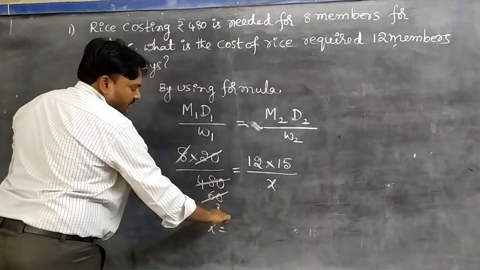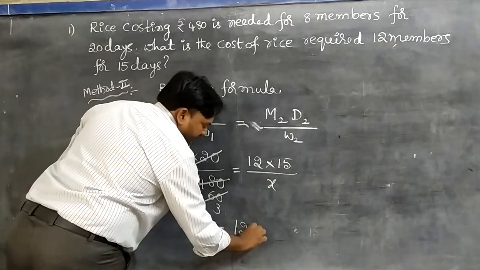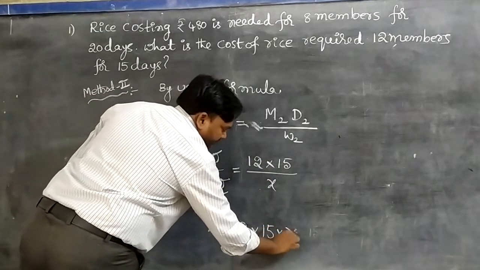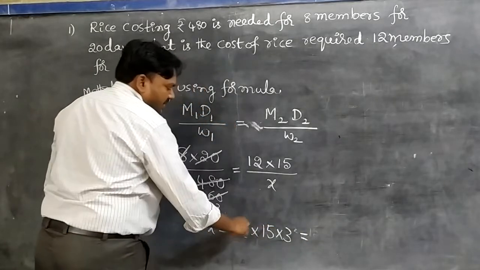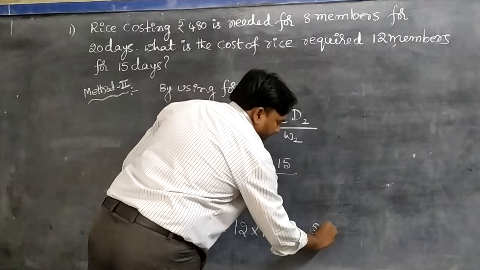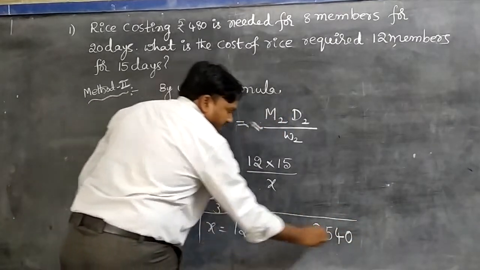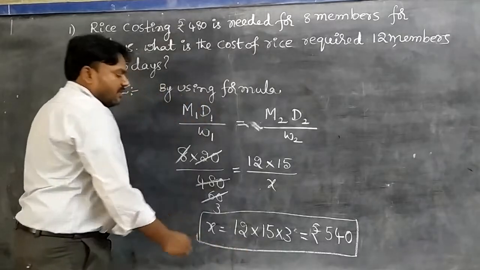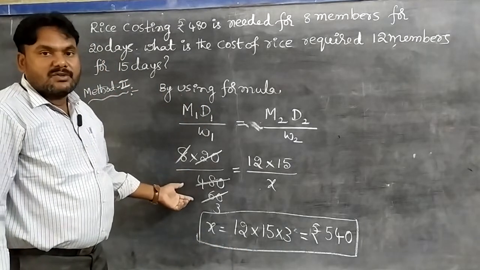So this value transfer right side becomes multiplication of numerator. That is 12 into 15 into 3. How much this value? 53 is 45, 45 into 12, 5. So 540 rupees. This is the way of approaching students. So better to apply the formula, can get easily. Okay, students, I thought understood this one.